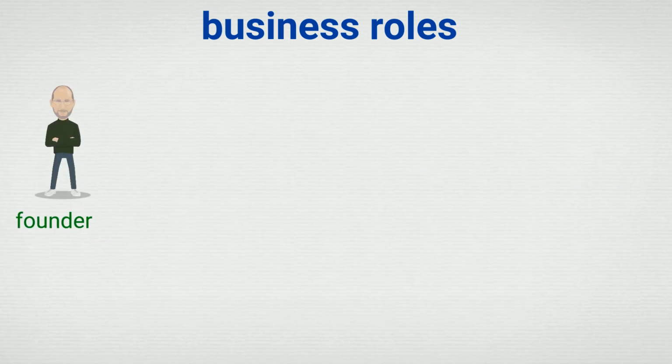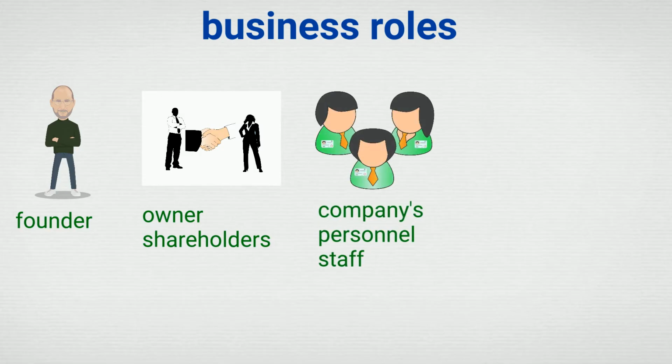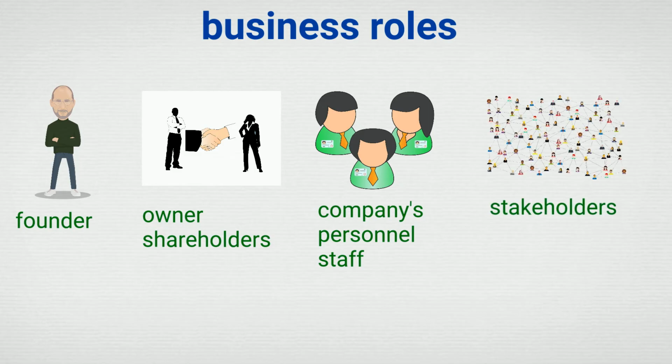What are the roles of people in business? A person or people who establish a company are called founders. Those who own a company are owners or shareholders. People working in the company are the company's personnel or staff. There are also stakeholders, and I'll tell you who stakeholders are in the next slide.